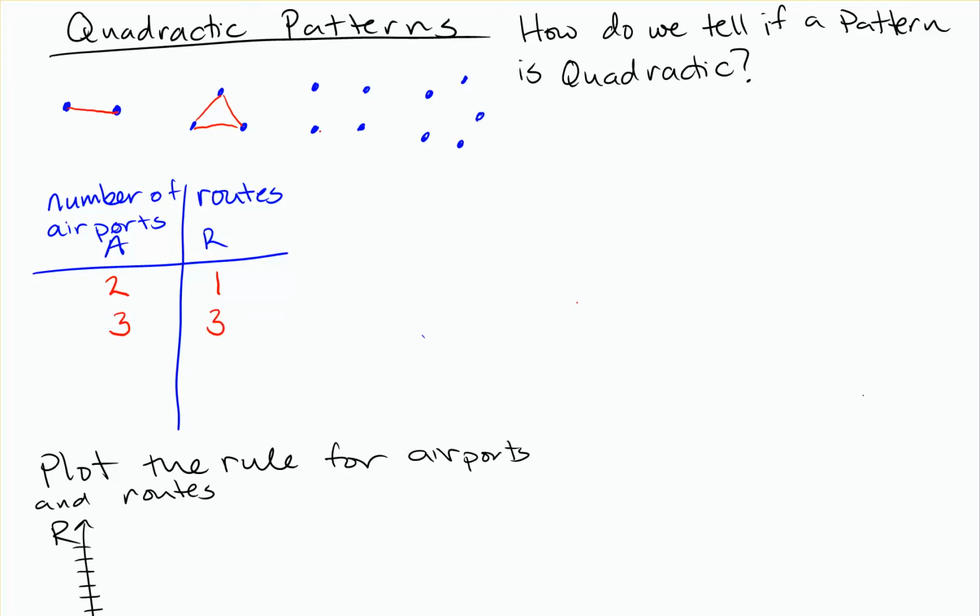Let's look at the next one. From here, I could fly to that city, and to that city. So that's 3. And then I could fly over here for 4, 5, and 6. So with 4 airports, or 4 different cities, there's 6 different flights I can take to get between those 4 different cities.